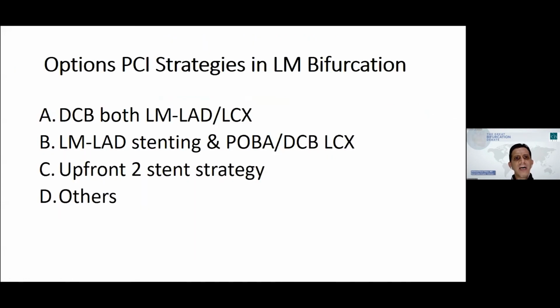All options are on the table. As Professor Goran said, it is better to use a stepwise provisional approach. But I think it is not only one stent or two stents. Maybe there is a stentless option. One option is DCB, drug-coated balloon, for both the left main LAD and circumflex. The second one is left main LAD stenting and POBA or DCB to circumflex. And the third one is an upfront two-stent strategy as recommended by Professor Santoso, and maybe other strategies.